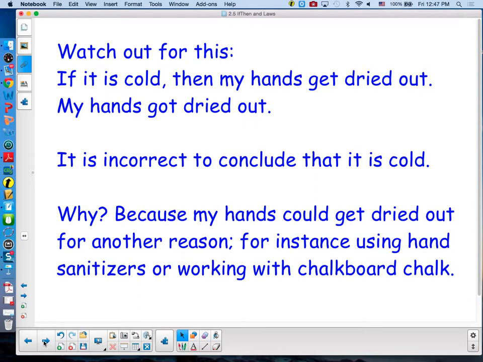So this was the order. If it is cold, then my hands get dried out. That doesn't mean that they get dried out only because it's cold. So going in the reverse does not work unless you negate it. Now, if I said, if it is cold, then my hands get dried out, my hands do not get dried out, it is not cold, that's correct. But without that negating in it, you can't go backwards.